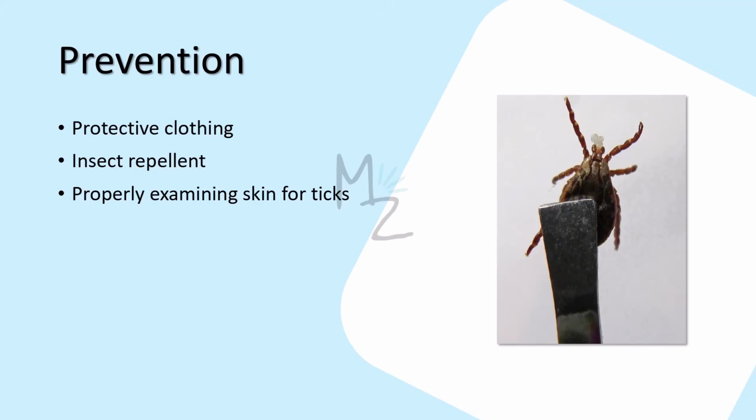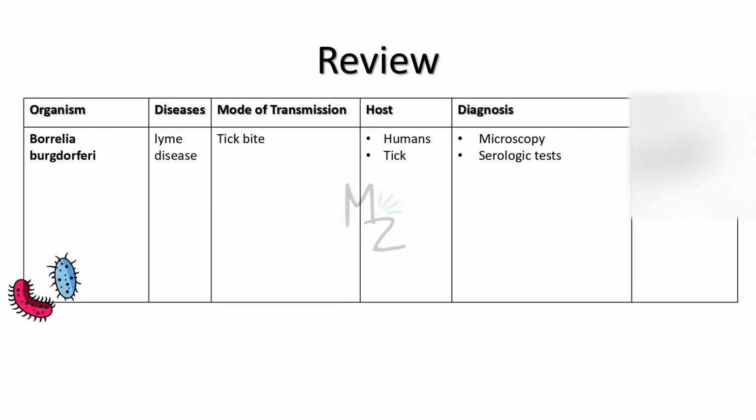As you can see, the tick right there is being removed from the human body with the help of tweezers. Alright everybody, the organism we discussed today is Borrelia burgdorferi. It is responsible for causing Lyme disease or relapsing fever. Lyme disease is also called Lyme borreliosis. Hosts are humans and ticks. There are other hosts like mouse and deer. Diagnosis is based on microscopy and serologic tests.